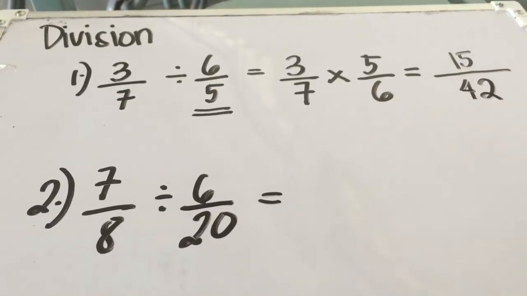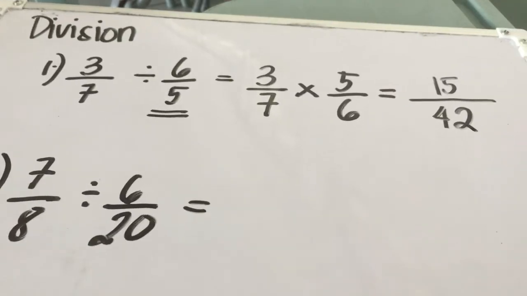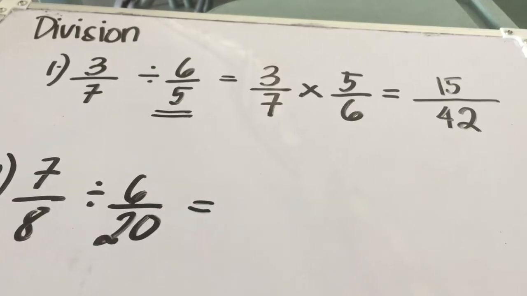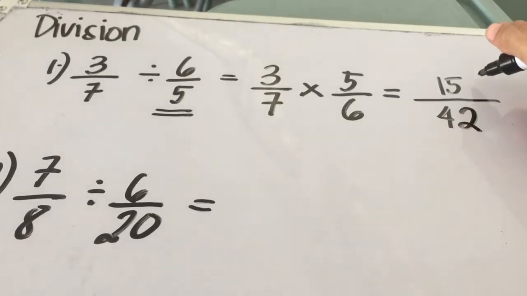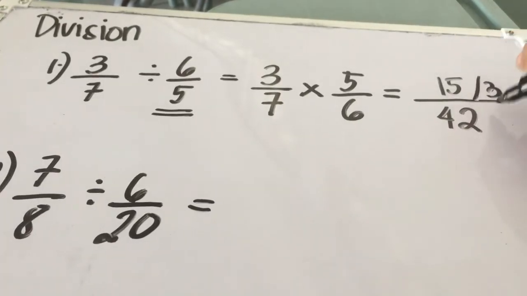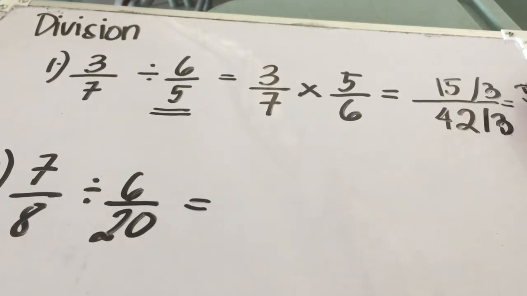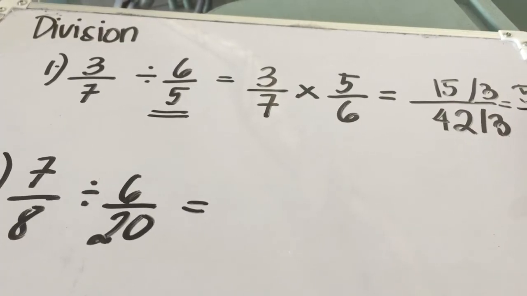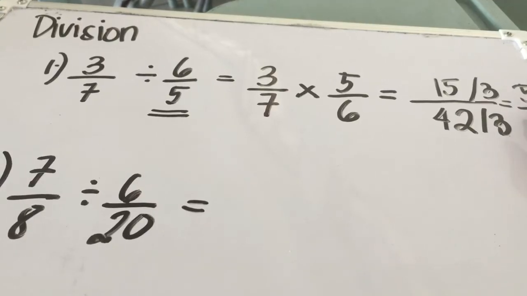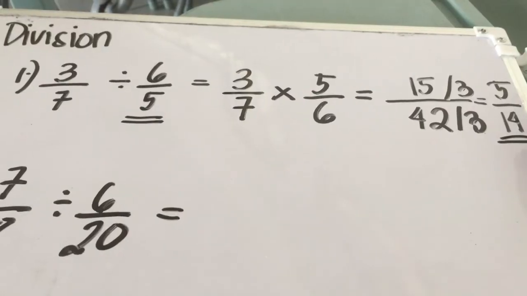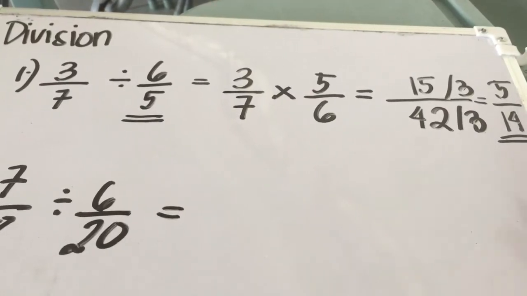So 15 all over 42, nasa lowest term na ba siya? Hindi pa. Because it can be divided pa rin into 3. So we have 15 divided by 3, 5. So 42 divided by 3, we have 14. So it is our final answer, 5 all over 14.